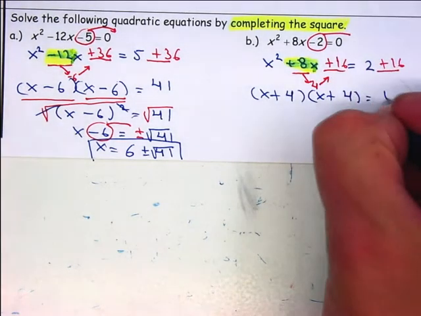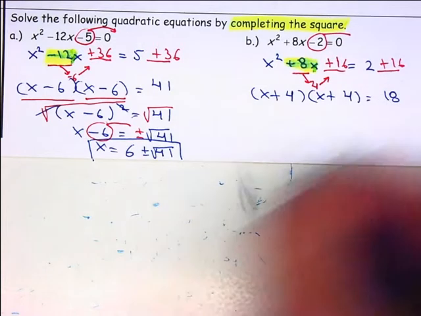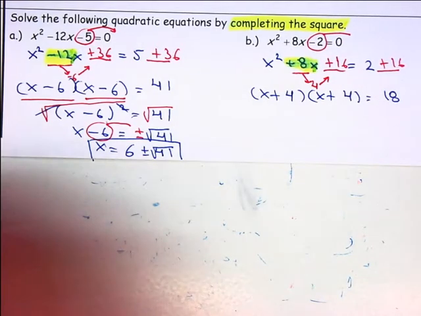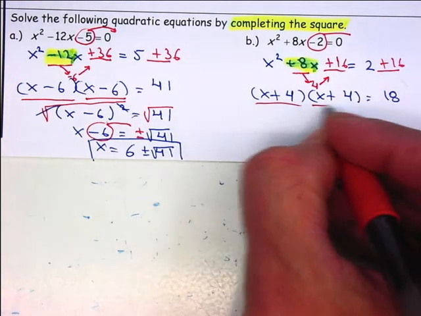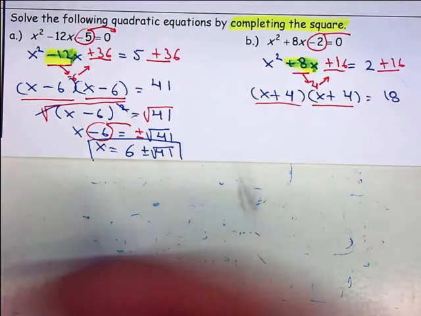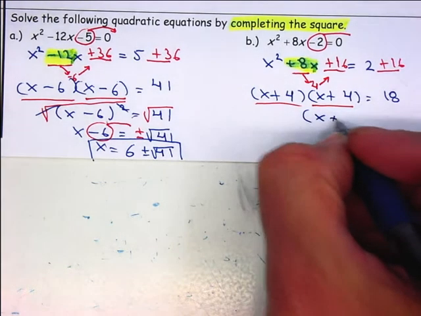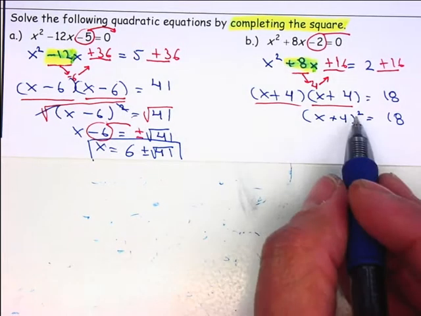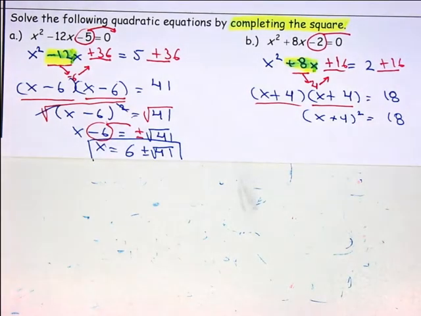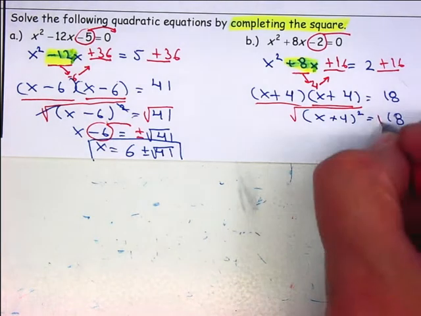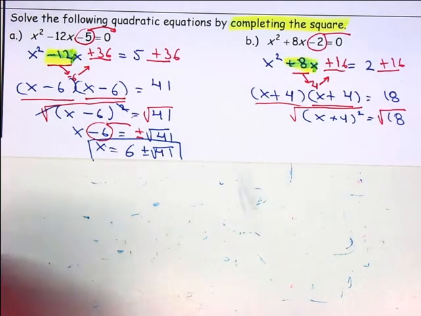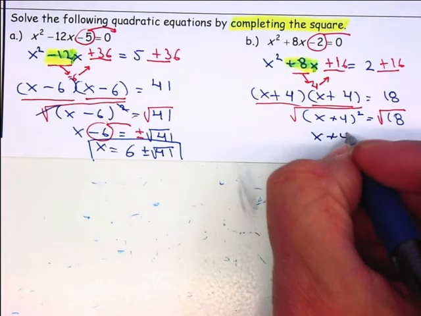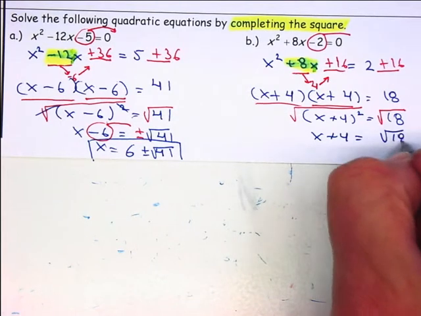On the right hand side, I end up with 2 plus 16, which gives me 18. They're both exactly the same, as it should be. So I'm going to rewrite them as (x plus 4) squared is equal to 18. And now I need to get rid of the square. I'm going to take the square root on the left and on the right, I have x plus 4 is equal to the square root of 18.